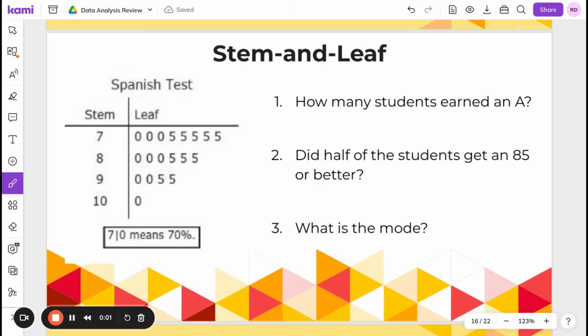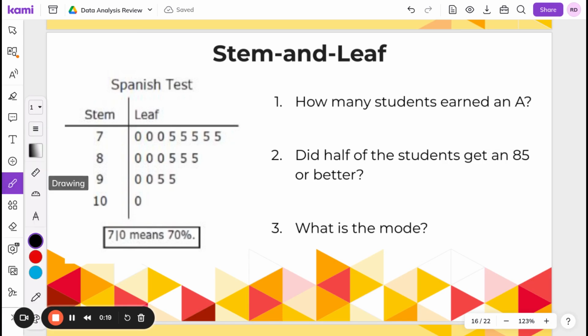Our next type of data summary are the stem and leaf plots. So this is a type of graph that you learned last year in 5th grade. We're just reviewing it and making sure you remember how to pull data off of these graphs so that you can answer all of the questions that you might see for them this year.